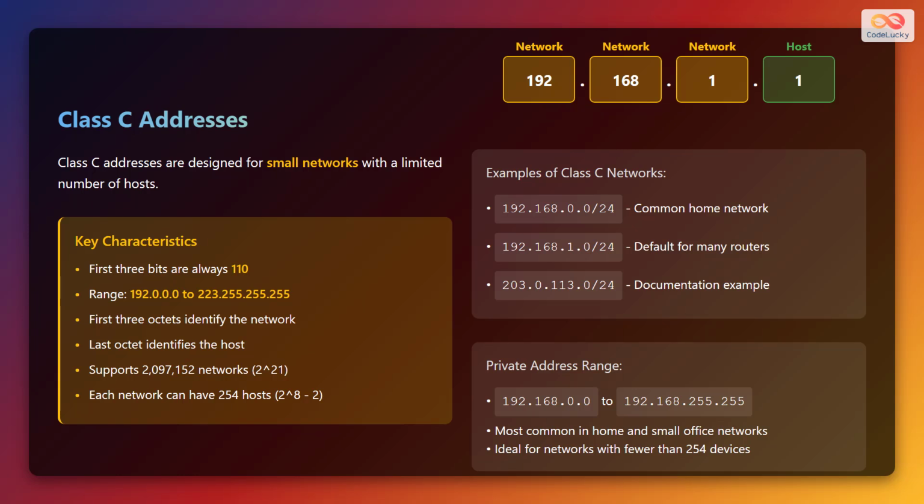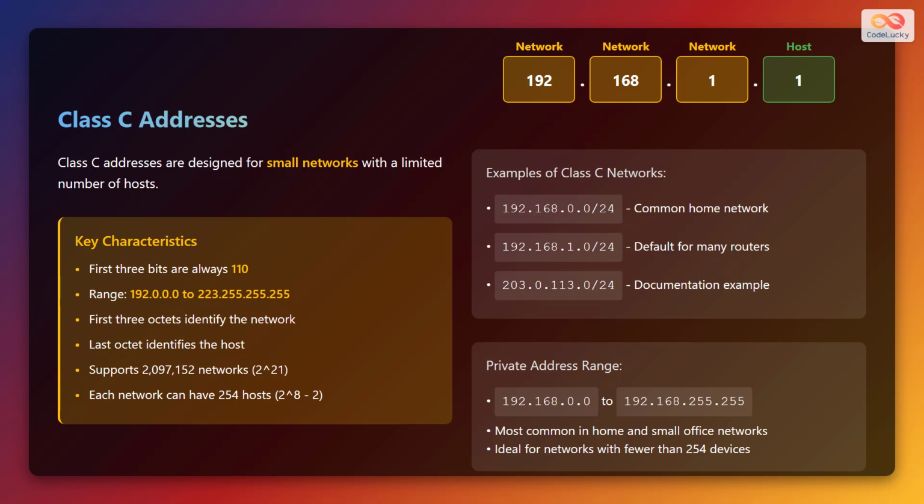Class C supports 2,097,152 networks, that is 2 to the power 21, and each network can have 254 hosts, that is 2 to the power 8 minus 2. Here we can see the network and host portions of a Class C address. The first 3 octets are the network and the last octet is the host.